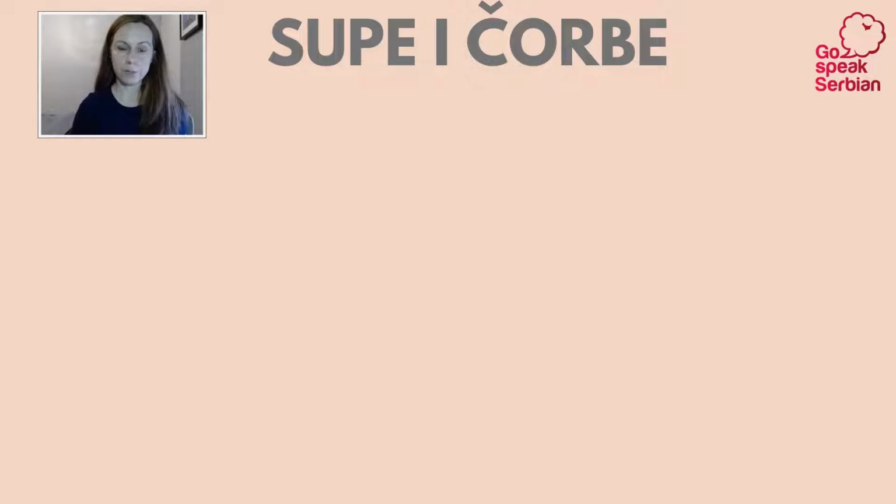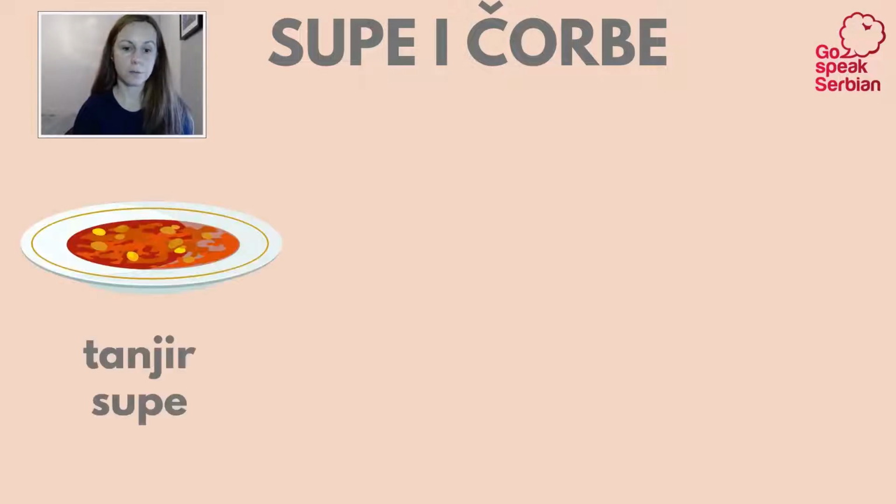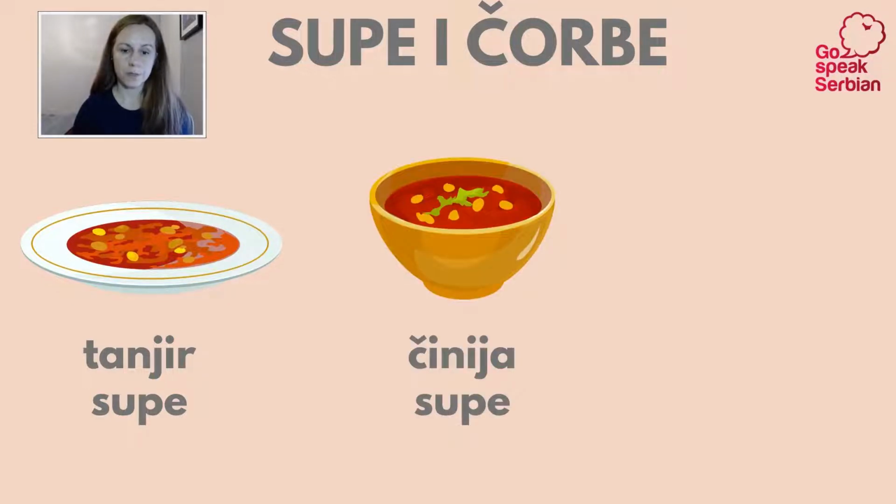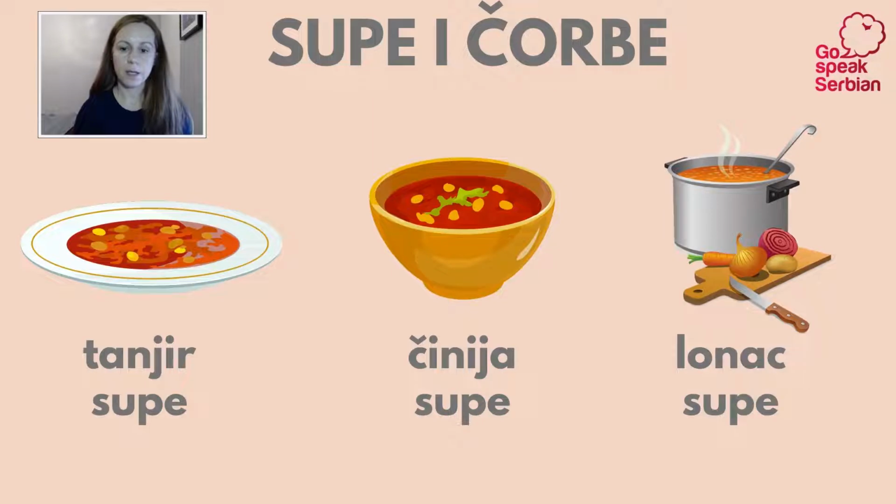We measure liquid foods such as supe, soups, and čorbe, chowders, in the following way. We say tanjir supe or tanjir čorbe, a plate of soup or a plate of chowder. Činija supe ili činija čorbe, a bowl of soup or a bowl of chowder. And finally, lonac supe ili lonac čorbe. Lonac is a pot of soup or chowder.